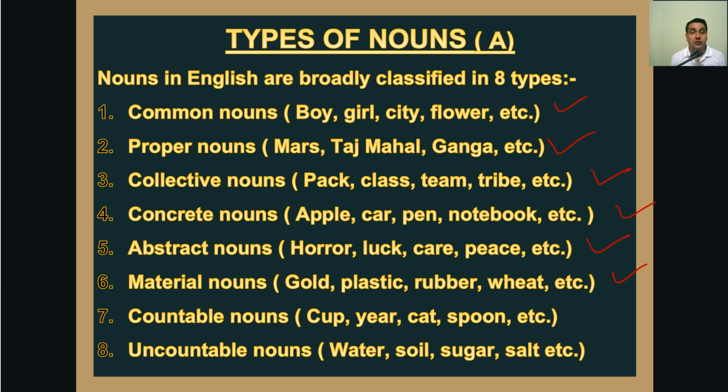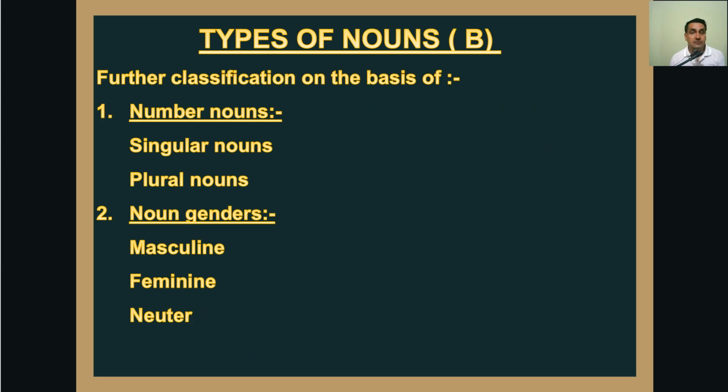Then we have countable nouns: cup, ear, cat, spoon, etc. We can count. Or uncountable nouns, that we cannot put numbers to: water, soil, sugar, salt, etc. So we cannot say 1 grain of salt or 1 grain of sugar. It's very difficult to count. Now the further classification is based on numbers, and then the genders. This is the further classification of nouns.